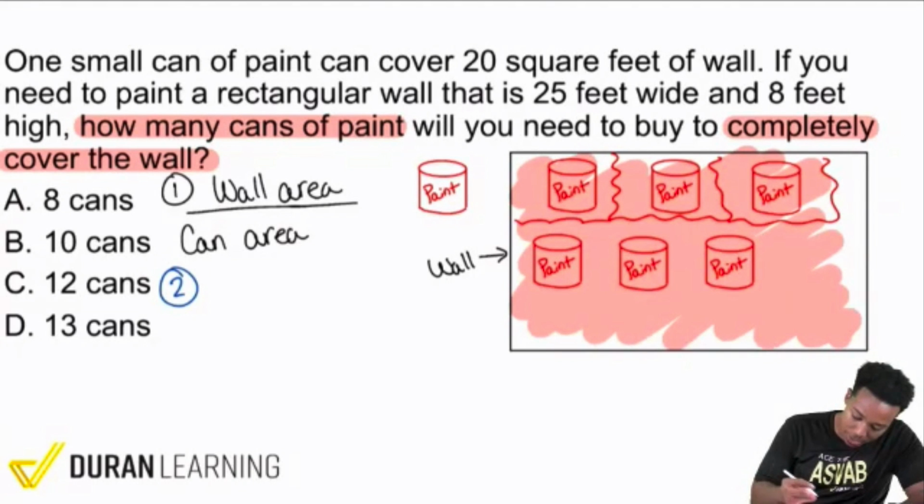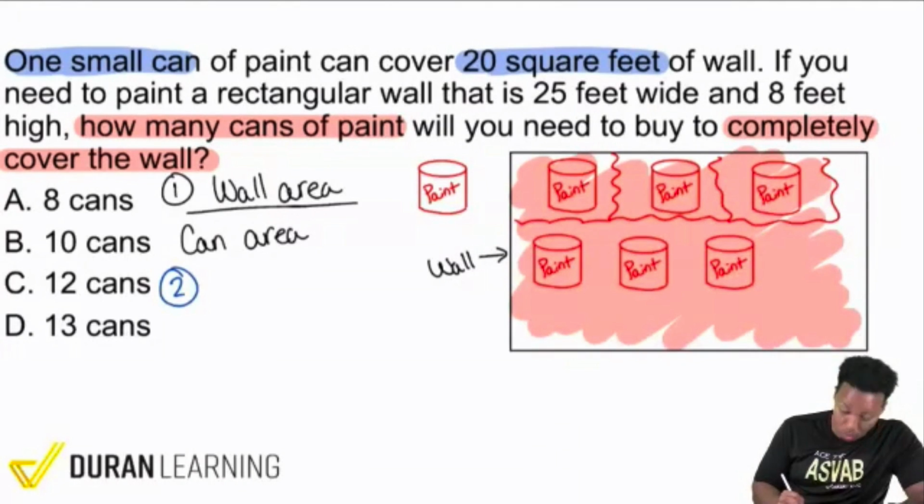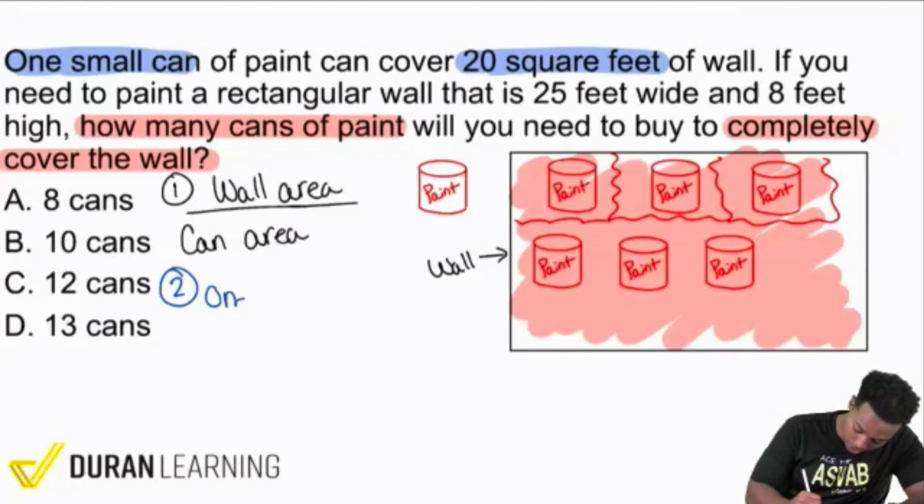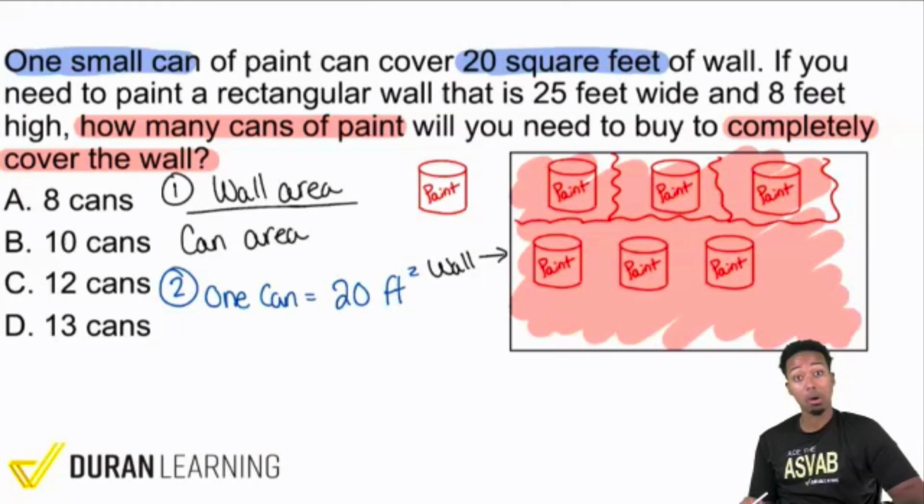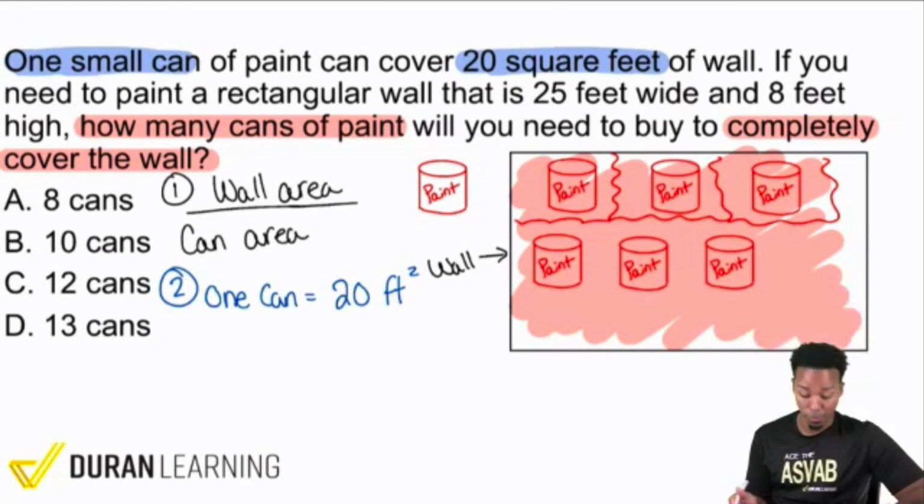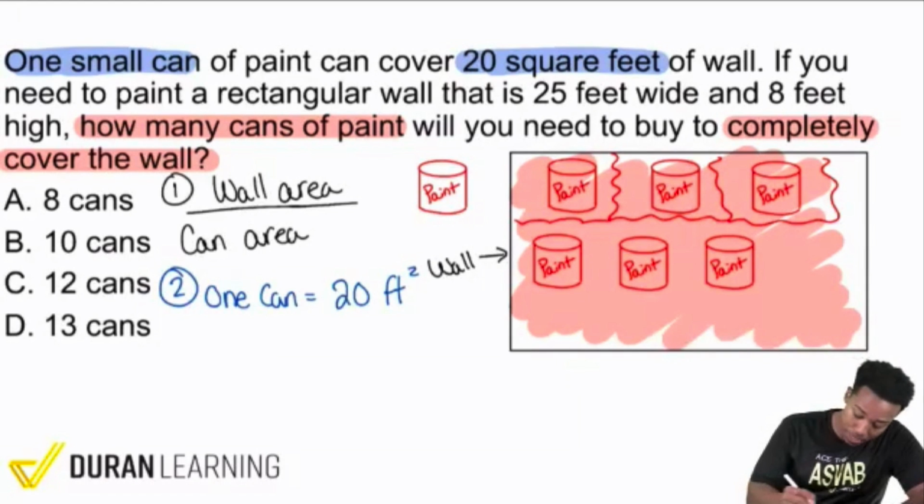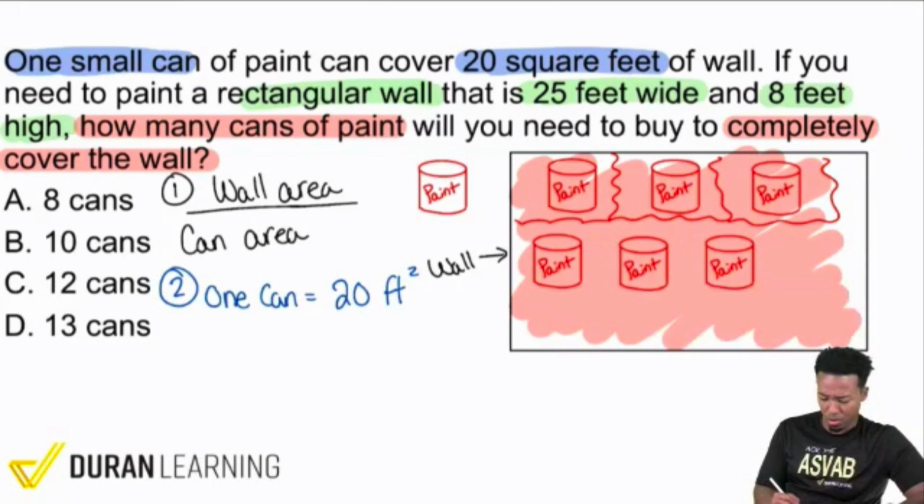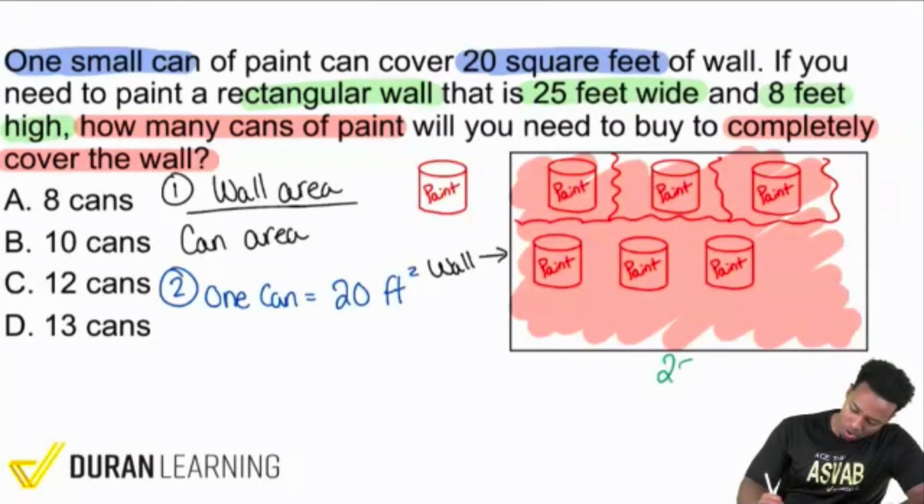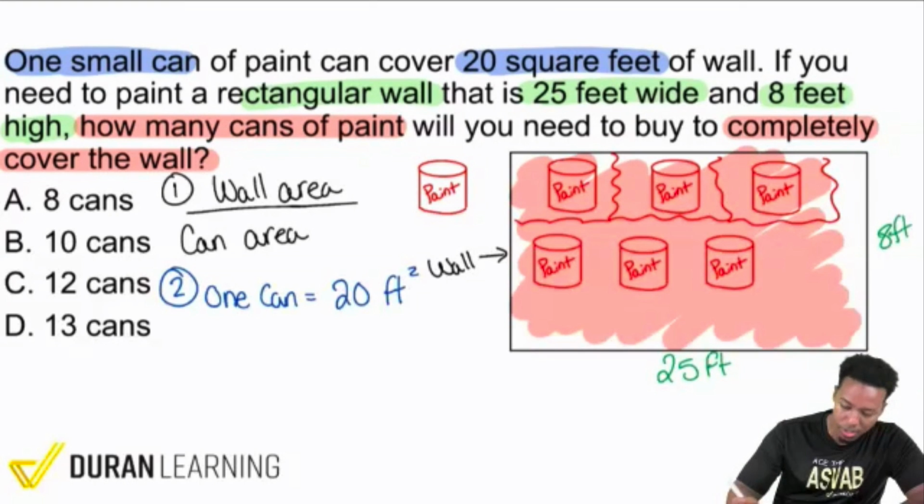The info that we have says one small can covers 20 square feet. Oh, word? Cool. One can equals 20 square feet. Okay, this seems pretty easy so far. And then they tell you that the rectangular wall is 25 feet wide and 8 feet high. Okay, 25 feet over here, 8 feet tall over here.